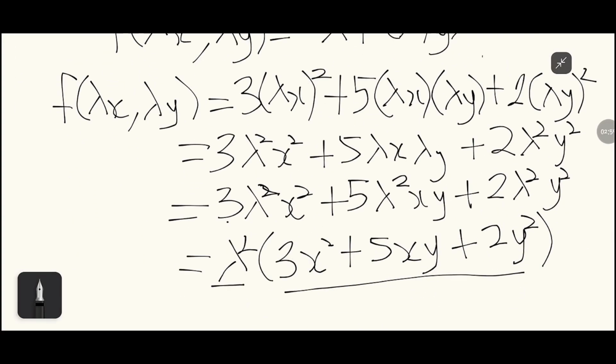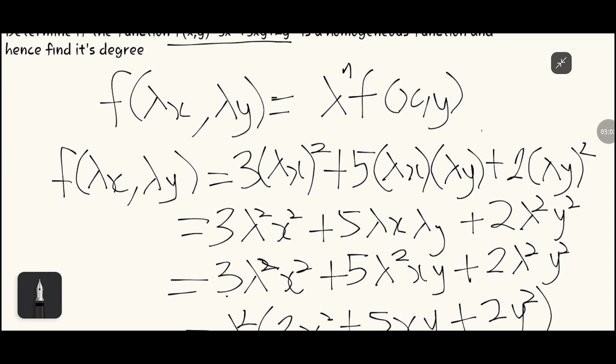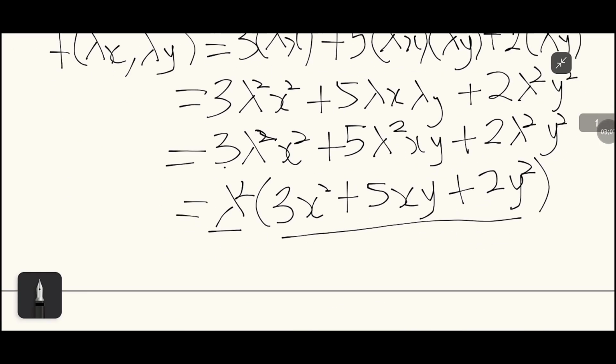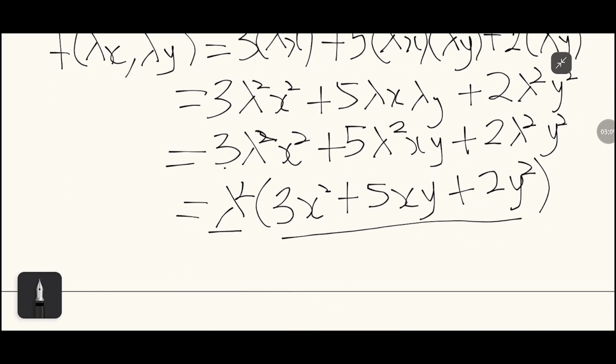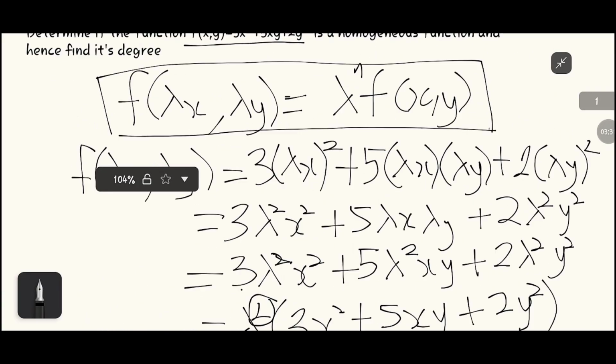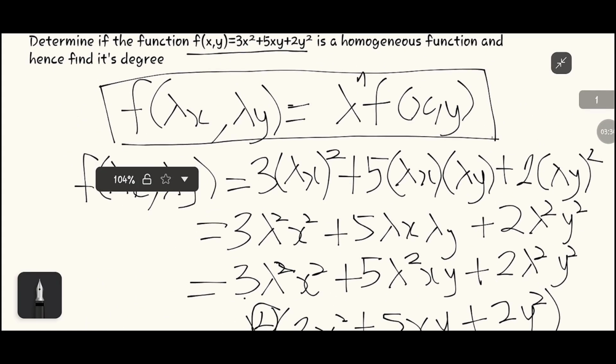So this function is a homogeneous function because it has satisfied the criteria for a homogeneous function. Now, for us to find the degree of a homogeneous function, the degree is the power of lambda. So the power of lambda here, which is 2, is the degree of the homogeneous function. So the degree is 2. So that is just what they're asking us to find.